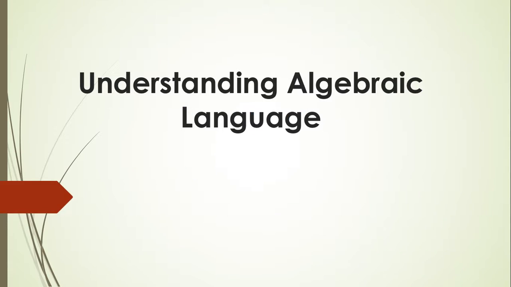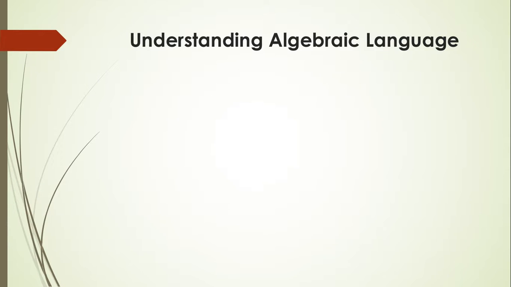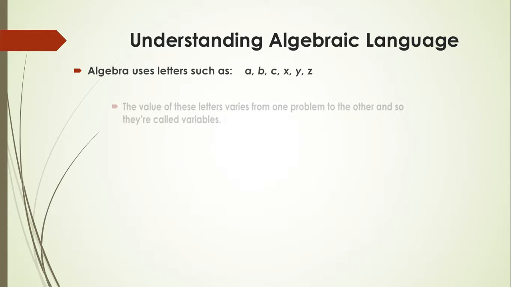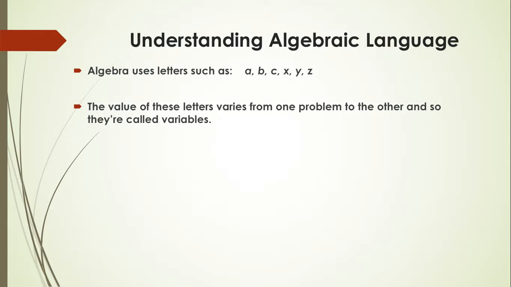In this video, we are going to learn about the language of algebra, how to write algebraic expressions. Algebra uses letters such as A, B, C, X, Y, and Z. The value of these letters varies from one problem to another, and so they are called variables.